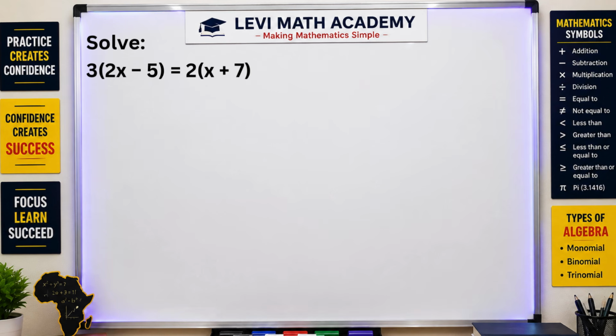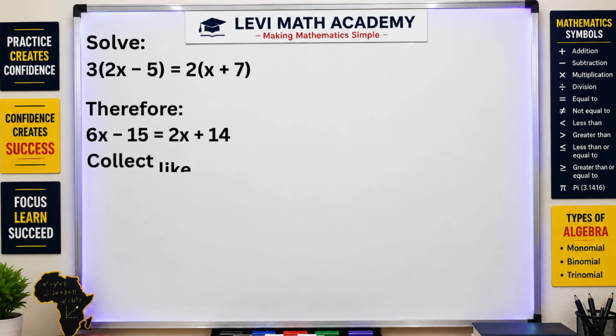Let's try a harder question. Solve 3(2x - 5) = 2(x + 7). Solution. Step 1. Expand both sides. Multiply 3 by every term inside the left bracket and multiply 2 by every term inside the right bracket. 3 times 2x minus 3 times 5 is equal to 2 times x plus 2 times 7. Therefore, 6x - 15 = 2x + 14.